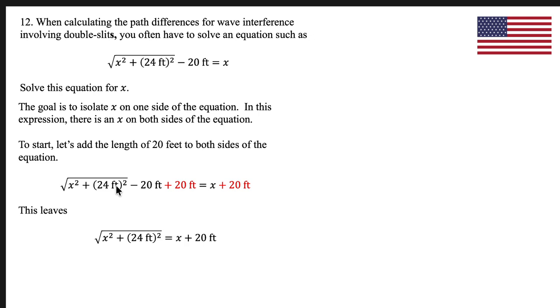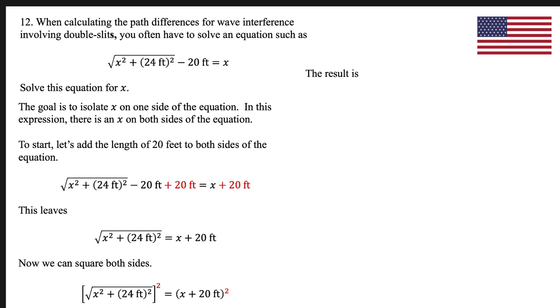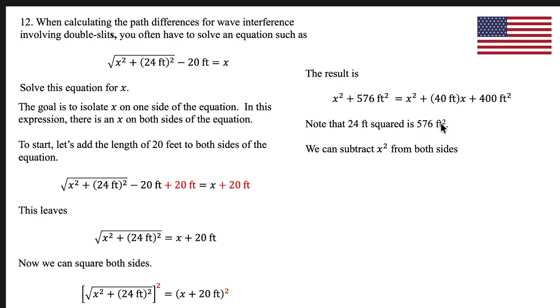Now we can square both sides. Like that. So here's the result, and note that we calculated 24 feet squared. 24 feet squared is just 576 feet squared. So we subtract x squared from both sides. That's nice and convenient. We're not going to have a quadratic. There's an x squared and x squared there. Those both drop out. We just have a linear term left.